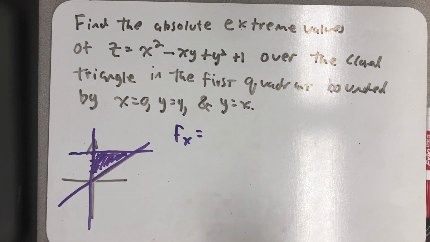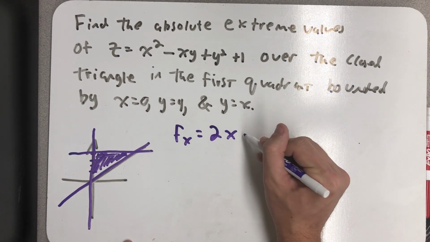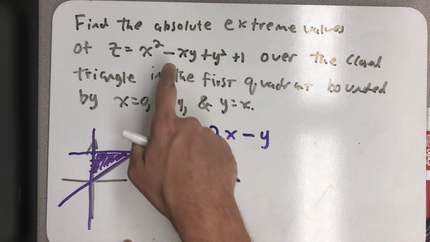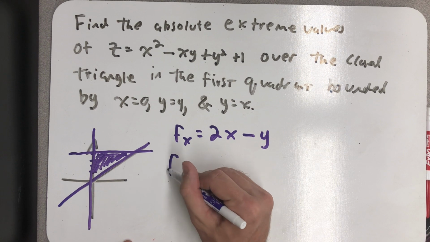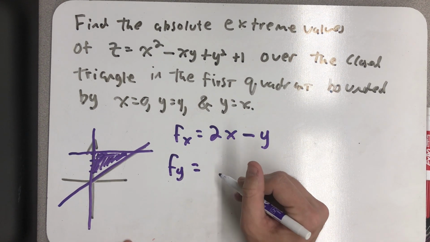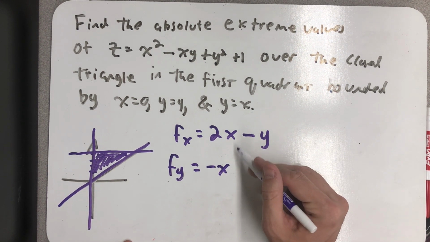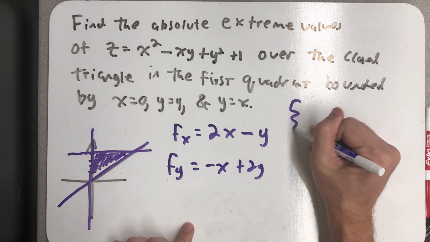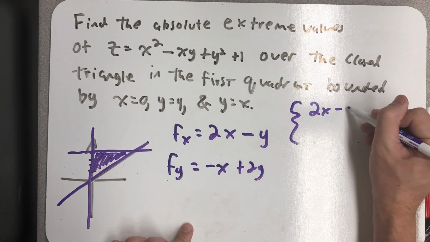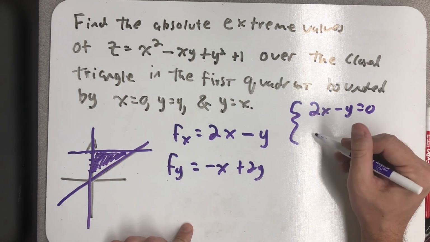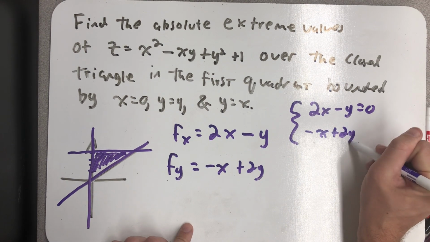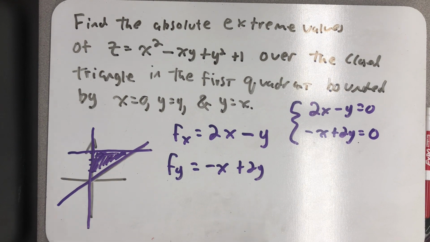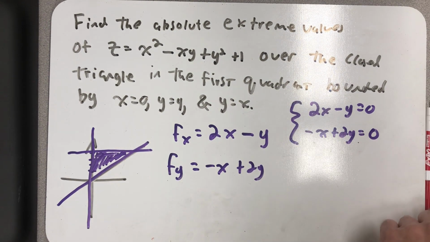So I need a first partial and a second partial. Taking a partial with respect to x, I'll get 2x minus y. A first partial with respect to y, and I'll get minus x plus 2y. I need to look for places where these are simultaneously 0. So I get a system of linear equations in two variables, and I'll need to solve. And I have choices for how to solve it.